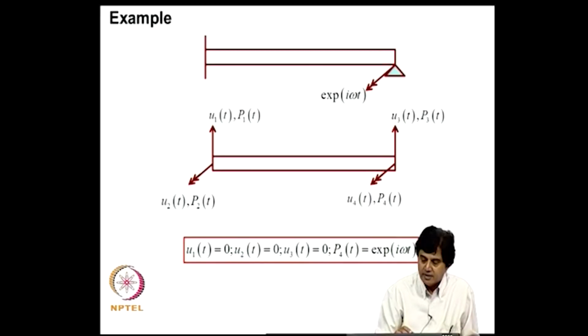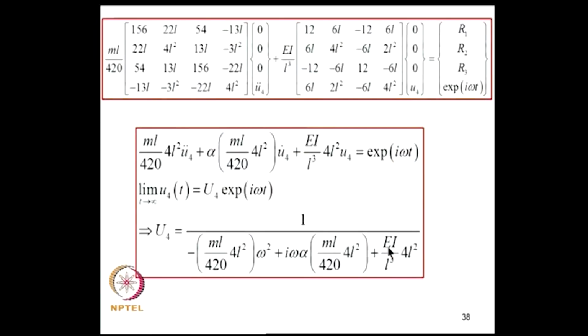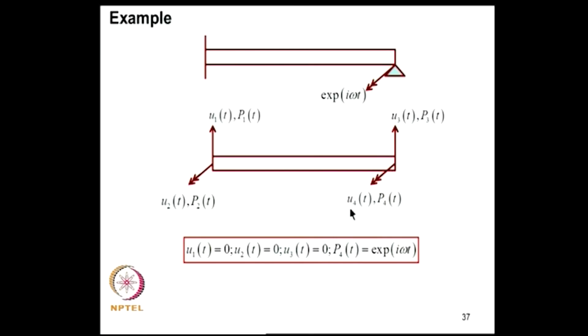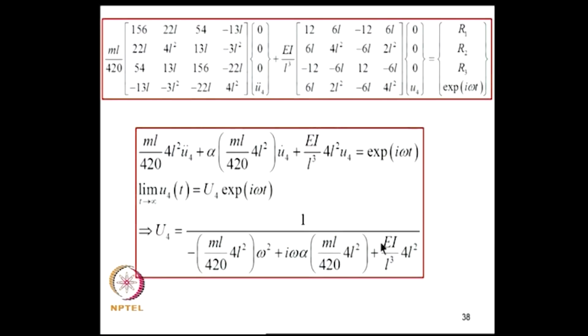Now, we can again quickly consider a simple example, a propped cantilever in which there is an applied bending moment e raised to I omega t at the support. So, this is the nomenclature for degrees of freedom and these are the boundary conditions. So, now if I use the classical one element finite element approximation using Hermitian polynomials, I will get this equation, and we have done a similar problem earlier. So, the steady state amplitude of rotation here, that is u4, is given by this expression. This is a 1 degree of freedom approximation to the vibrating beam.